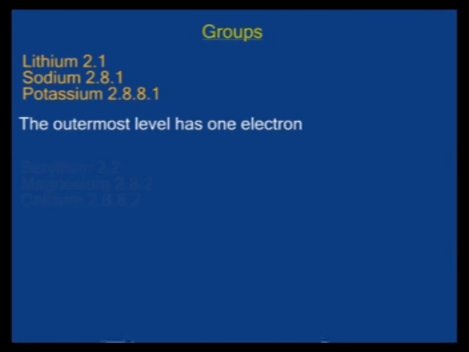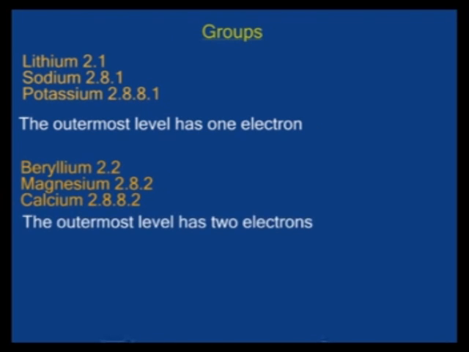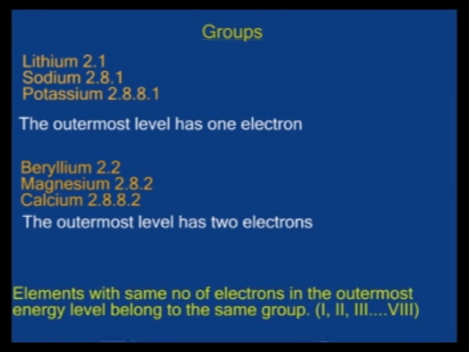Now take a look at this second group. Beryllium 2,2, magnesium 2,8,2, calcium 2,8,8,2. Again, in this category, all the elements have 2 electrons in the outermost energy level. Elements with the same number of electrons in the outermost energy level are said to belong to the same group. Groups are numbered using the Roman numerals 1, 2, 3 up to 8.